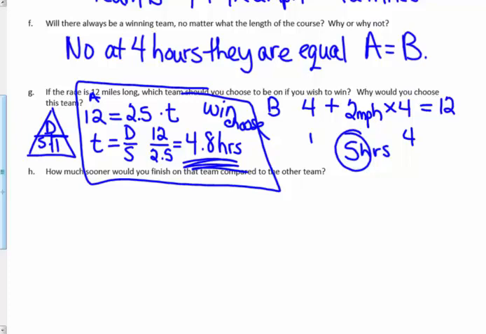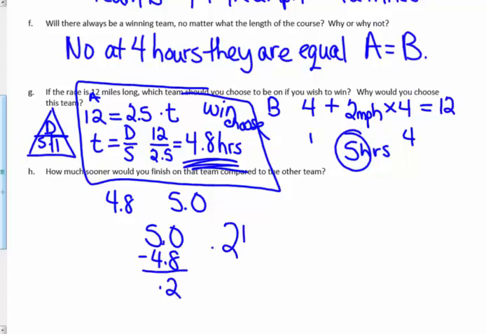How much sooner would you finish on that team compared to the other team? Well, Team A takes 4 8/10. Team B takes 5. So if you subtract them, 5 minus 4 8/10, you would finish 2/10 of an hour sooner. Well, if I wanted to know how many minutes that was, I would take 2/10 times 60, which would give me 12 minutes. You would finish 12 minutes faster. Wow, that was a lot of work.